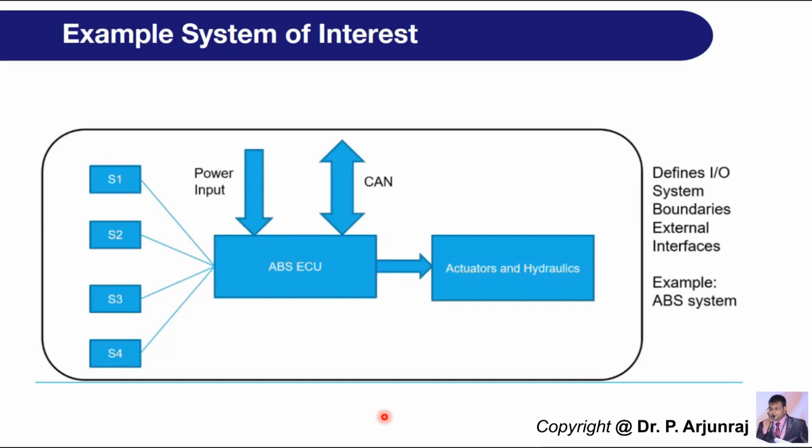We're giving an input as power to the ABS ECU, having the different requirements, system of interest, first requirement, second requirement, third requirement, fourth requirement. All these are an input to this ABS ECU, and it defines the boundaries, and also it interacts with the different requirements, and also the external interface as well.